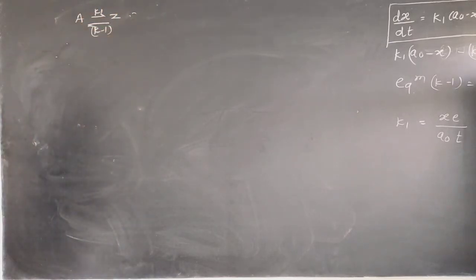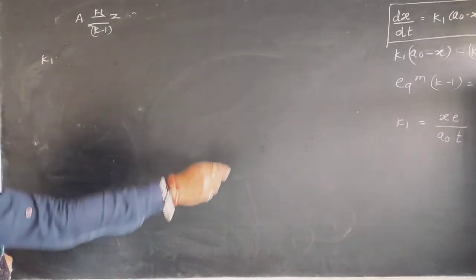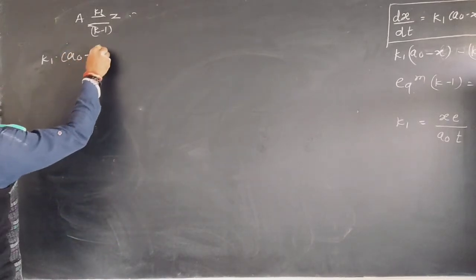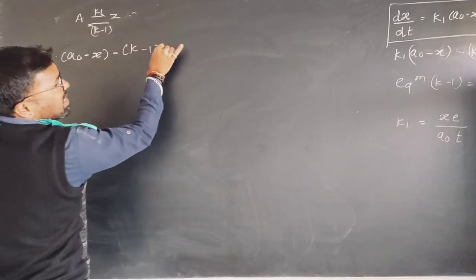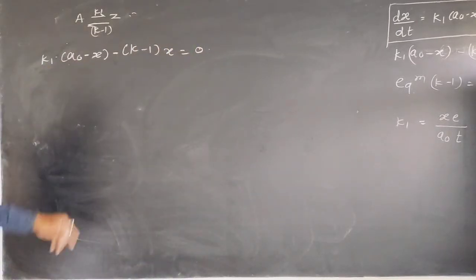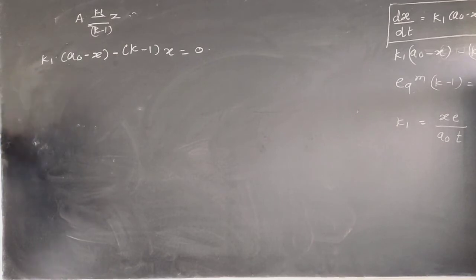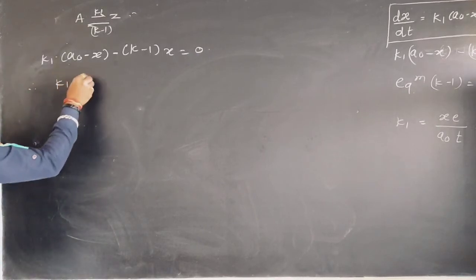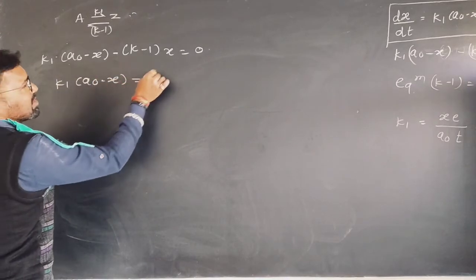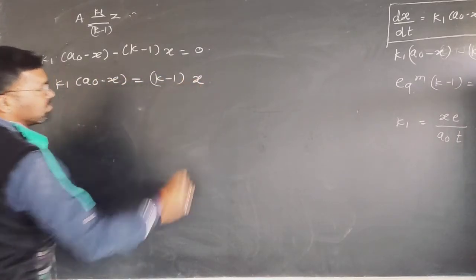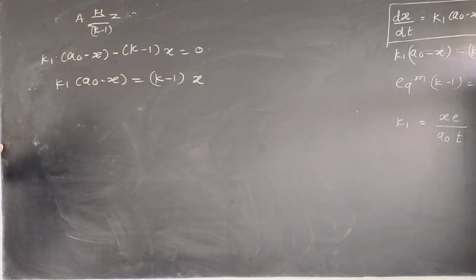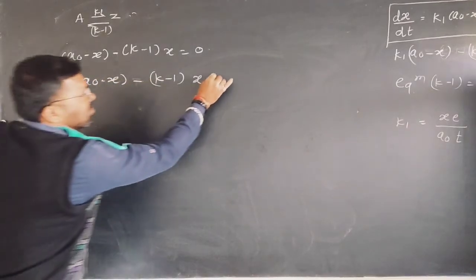Once again I consider this equation, equation number two: K1 into A0 minus X minus K minus 1 into X, which is equal to 0. Observing this equation, because the net rate at equilibrium is equal to 0, we have taken this equation. Therefore K1 into A0 minus X is equal to K minus 1 into X. Keep the minus sign as it is, which is equal to 0.